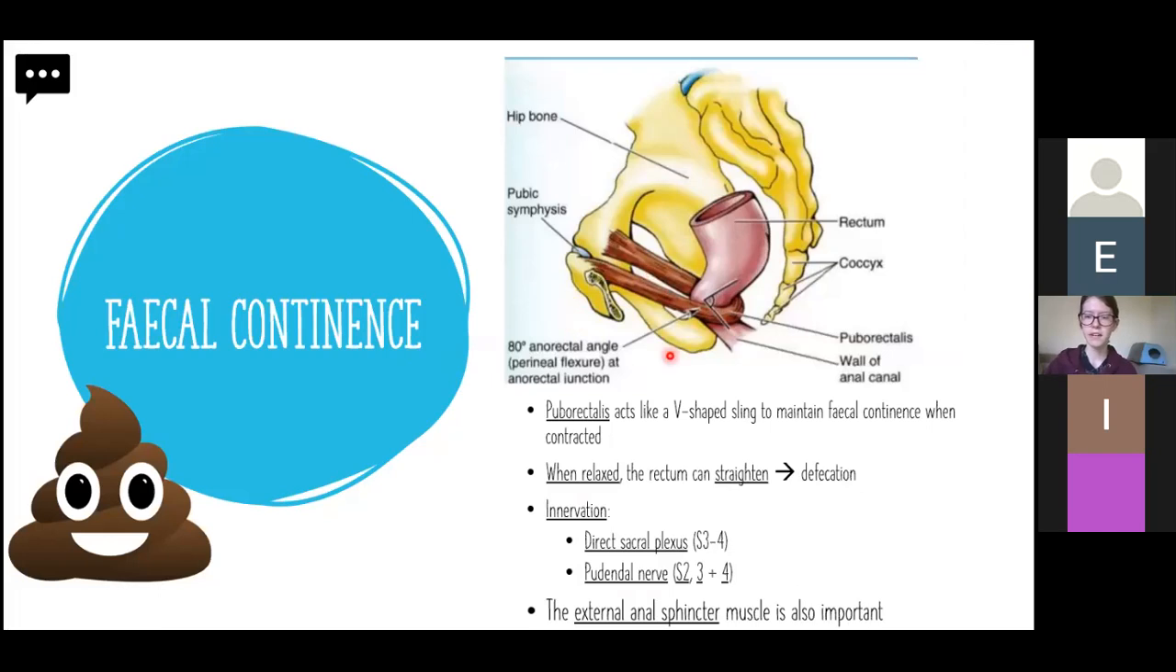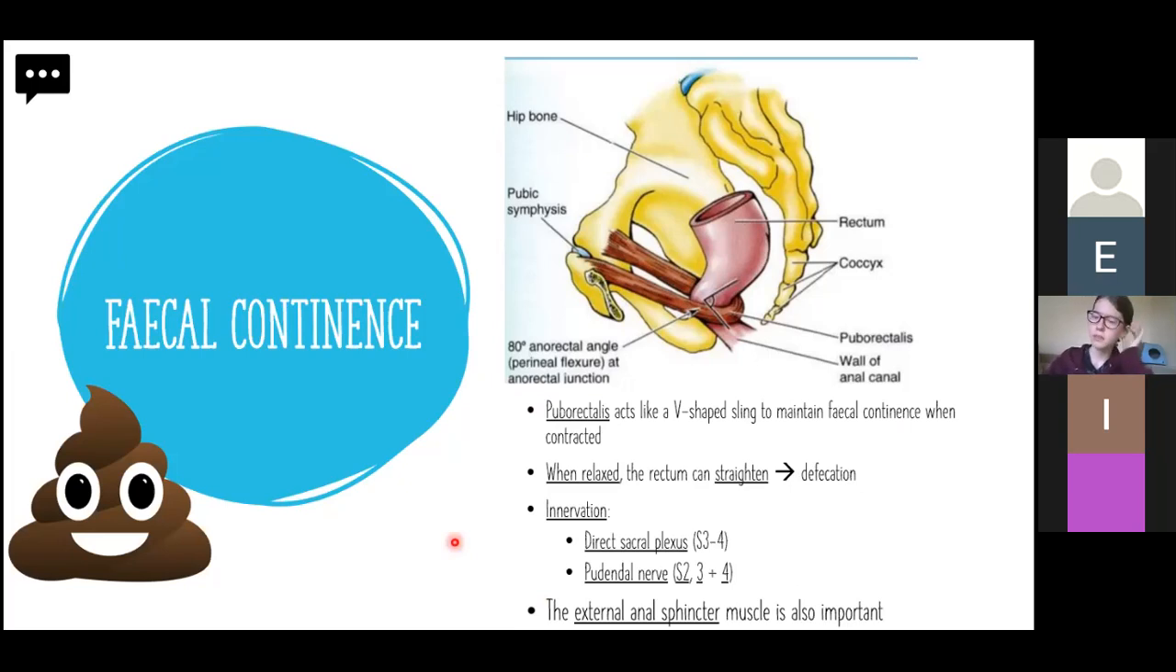Why do you need to know the levator ani muscles? For fecal continence. So the puborectalis part of the levator ani is like a sling around the rectum, and when it's tensed, as you can see, it kinks the bowel, so feces can't just escape freely. And when that relaxes, then your rectum will straighten out and you can go to the toilet. And know your innervation, S2, 3, 4 keeps the poo off the floor.